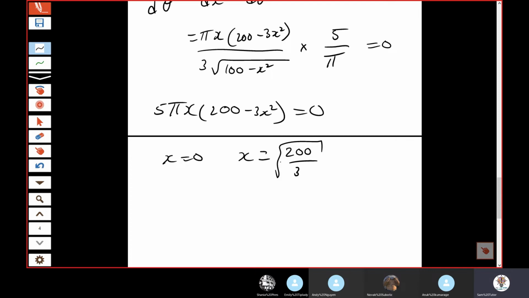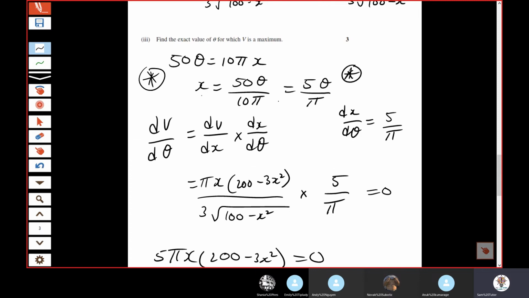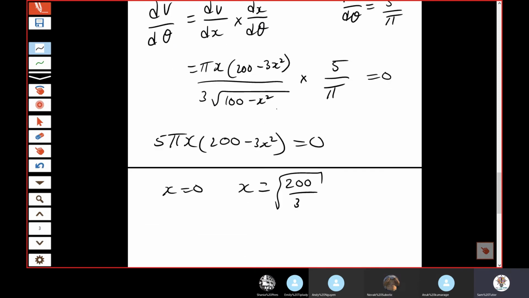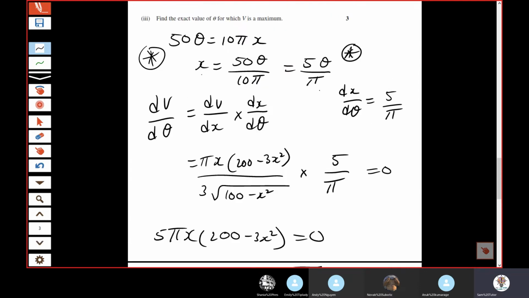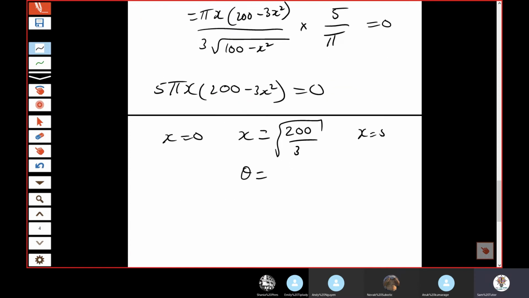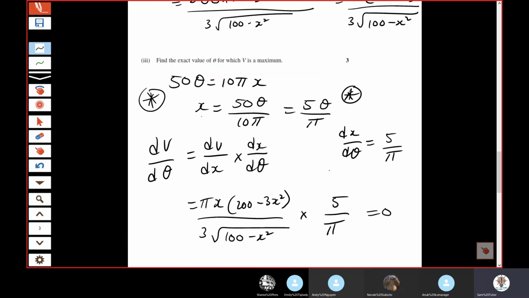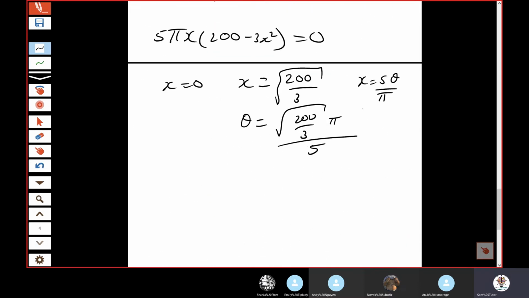Done? But it didn't say to find x, it said to find theta. So x equals to this, so therefore theta equals to, what do we have? x equals 5 theta on pi. So root 200 on 3 times pi, divided by 5. I found theta, I've got to make sure it's a max. So differentiate again.